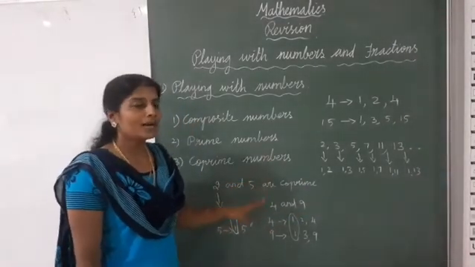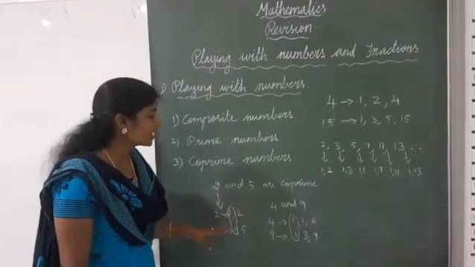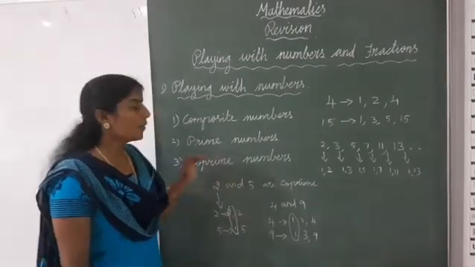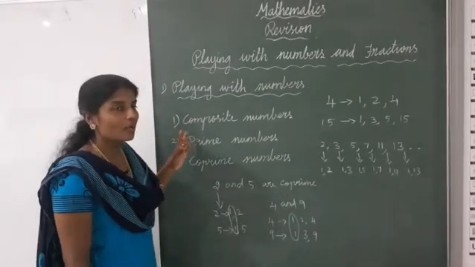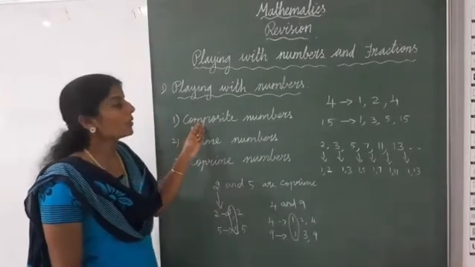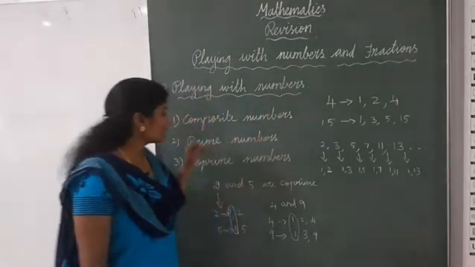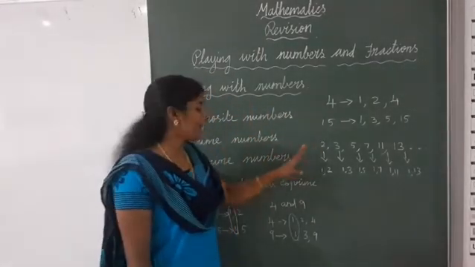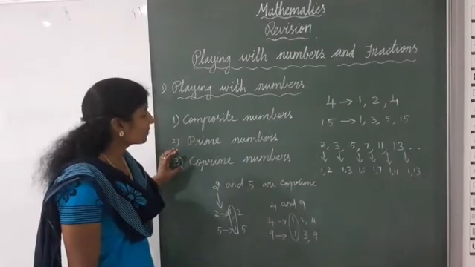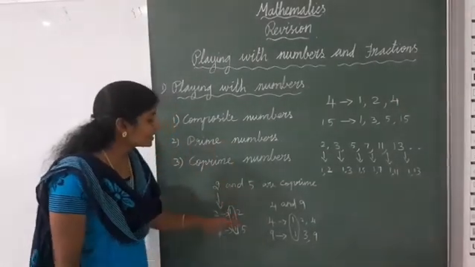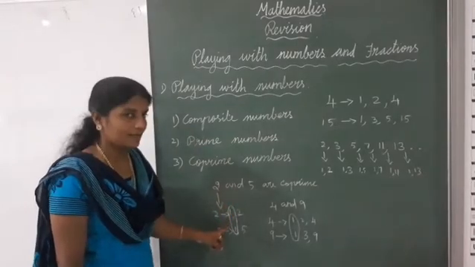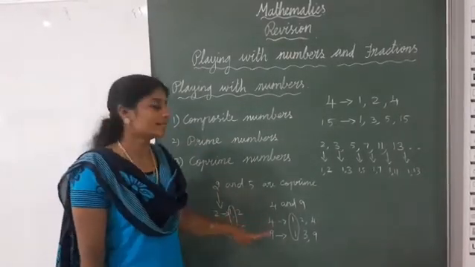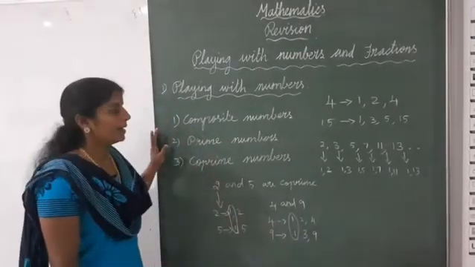Only 1 as a common factor means that the numbers are called co-prime numbers. Now, clear about these numbers? What is a composite number? More than 2 factors. What is a prime number? Exactly 2 factors. What is a co-prime number? We can take any 2 numbers; only 1 as a common factor means that the numbers are co-prime numbers.